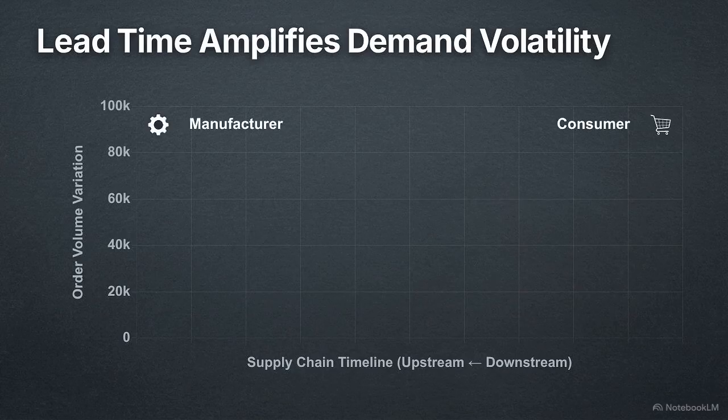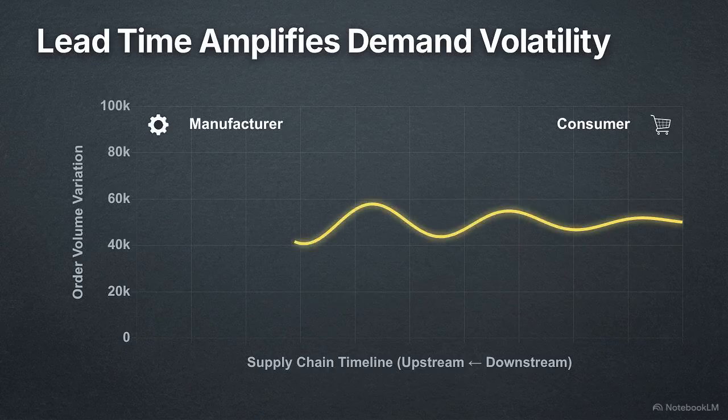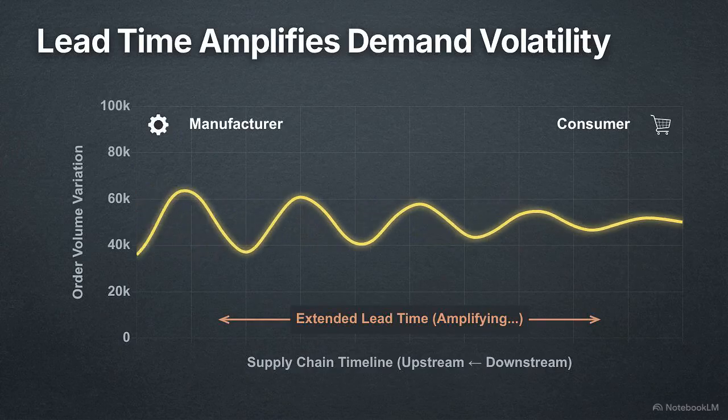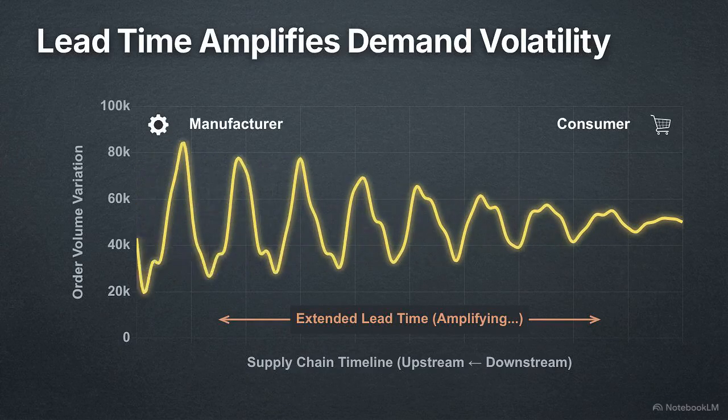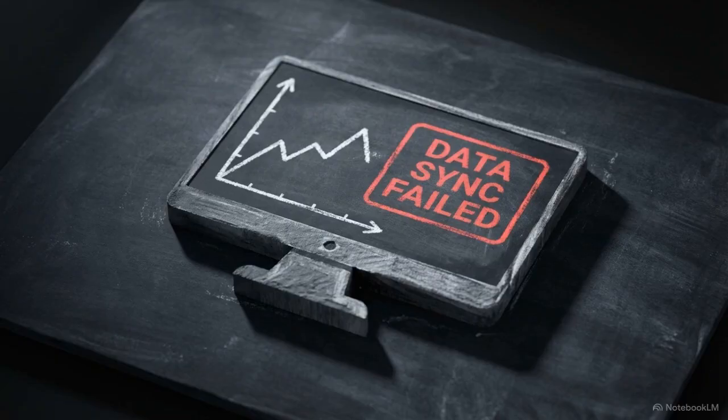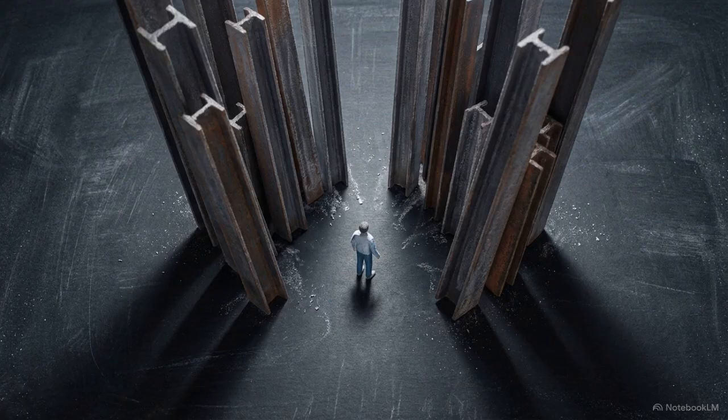This graph illustrates the bullwhip effect. A minor fluctuation in customer demand at the end of the chain is mathematically magnified as the signal travels upstream. Extended lead times stretch the timeline, causing these demand waves to become violent and extreme. Operating on delayed, outdated signals, upstream nodes often panic. They wildly overcompensate for demand spikes they cannot accurately predict, ordering far more materials than the actual market requires.